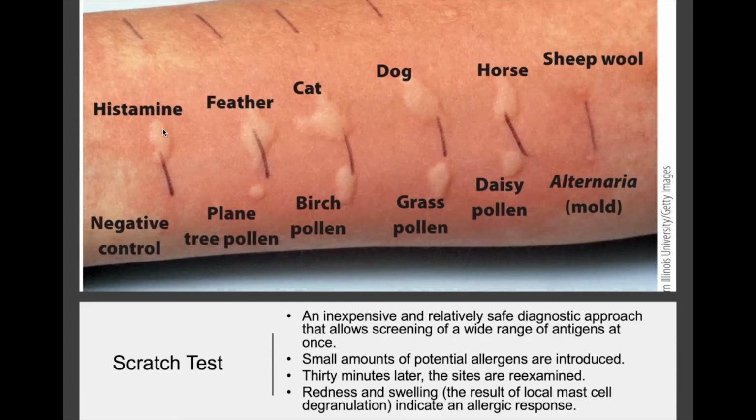And so keep in mind what we're looking at here is the mast cells that are located in the skin degranulating, and that degranulation causes the formation of that welt. Again, what we would classically see as hives.